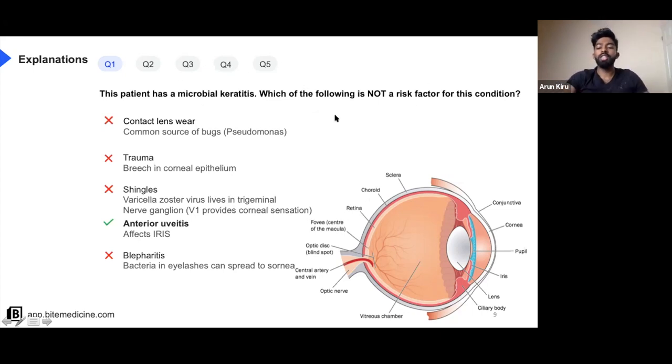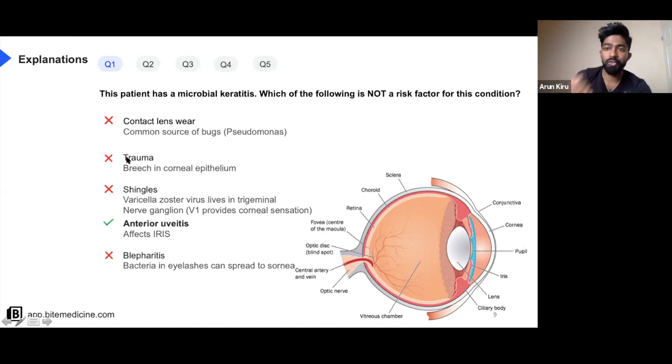What are the risk factors? Just think about it. The cornea is that clear window, and remember, it's not protected by anything apart from the eyelids blinking. But when they're open, it's not protected. Anything bugs-wise that gets onto that cornea is going to be a risk factor, and that's what we're trying to eliminate if we're not sure. So contact lens wear: we put a contact lens onto our eyes. That is a common source of bugs because you're literally putting something in the eye that stays there for many, many hours. And the most common bug that comes up in MCQs related to contact lens wear is pseudomonas. So that is a risk factor, which is why we're going to eliminate that.